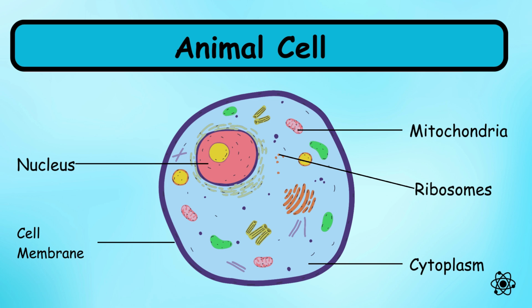Here is a picture of an animal cell. As you can see, they have a nucleus, cell membrane, mitochondria, ribosomes, and cytoplasm.